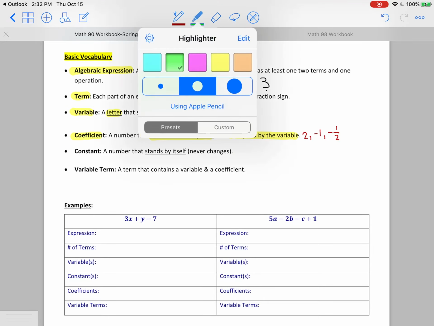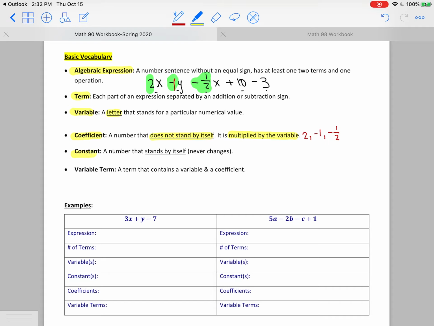All right, so a constant on the other hand is also a number, but it's a number that stands by itself. It never changes. So when we're talking about a constant in this expression up here, we're talking about the 10 and the negative 3. You notice that those stand alone. They're not multiplied by any sort of variable, and they will never change. Those values never change. We do always grab the sign in front. So you notice this is not just a 3, it is a negative 3.